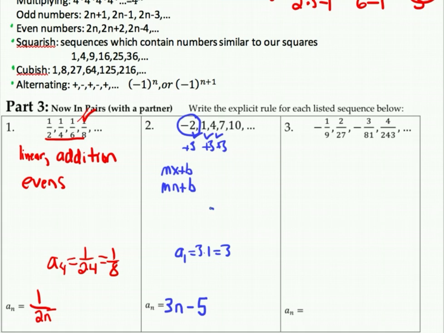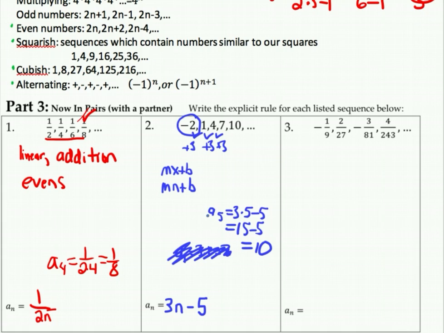Let's check again. Let's look at the fifth term and see what we get. We're going to get 3 times 5 minus 5 by our formula. That's going to be 15 minus 5. So that's going to be 10. So is the fifth term of our sequence 10? 1, 2, 3, 4, 5. Yes, it's right. So there we go.